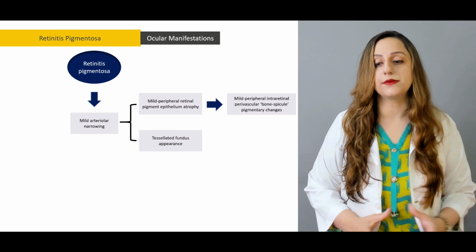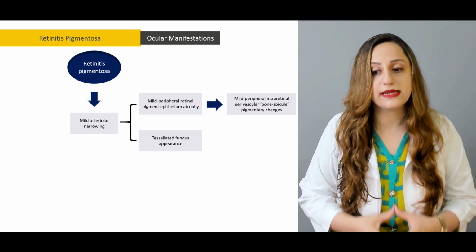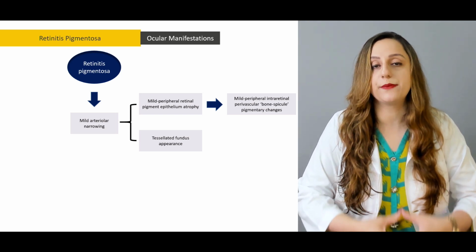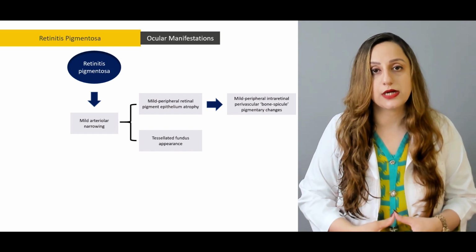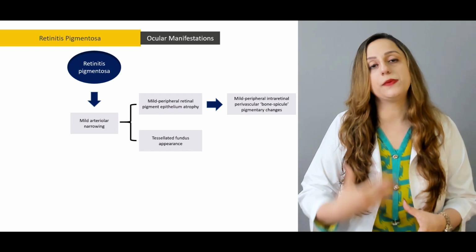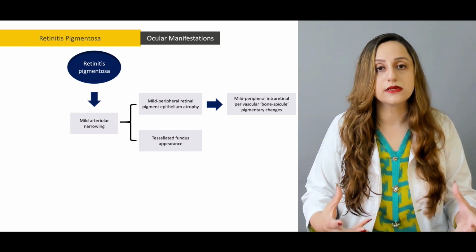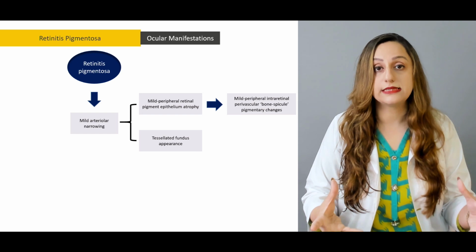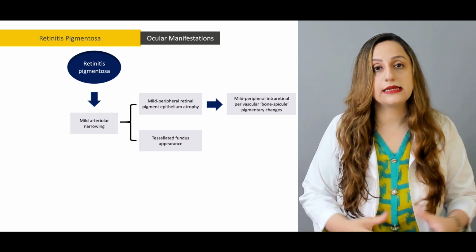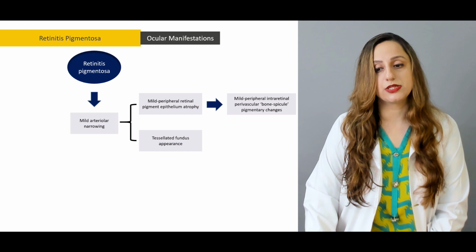Mild peripheral, intraretinal, perivascular, bony spicule pigmentary changes are going to be noted. These bony spicule pigmentary changes are basically giving the mottled appearance, or the pigmentary spots that are quite significant in cases of retinitis pigmentosa.